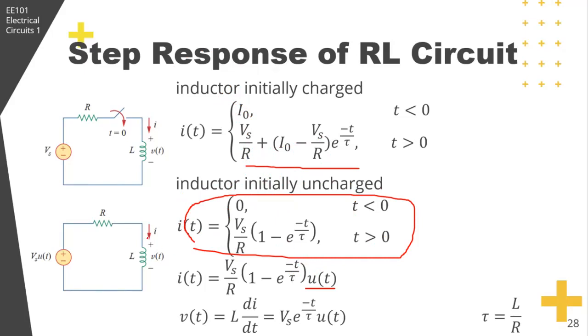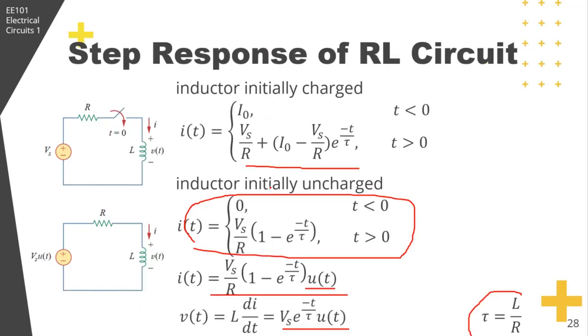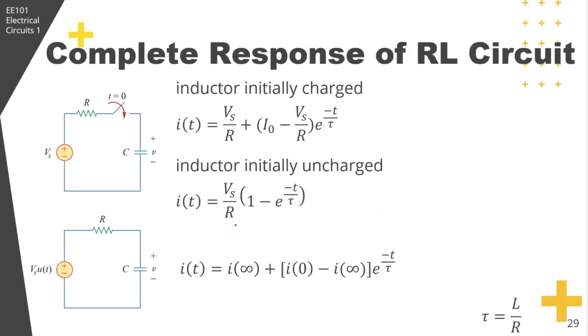Then the voltage across the inductor, from the voltage-current relationship of the inductor, V is equal to L di dt. So differentiate I with respect to t, then multiply by L, and you'll arrive at this. Take note that tau is equal to L over R for the RL circuit. Then for the complete response, whether initially charged or uncharged, it is this one.